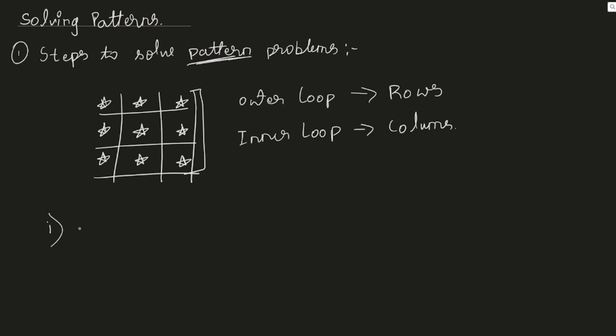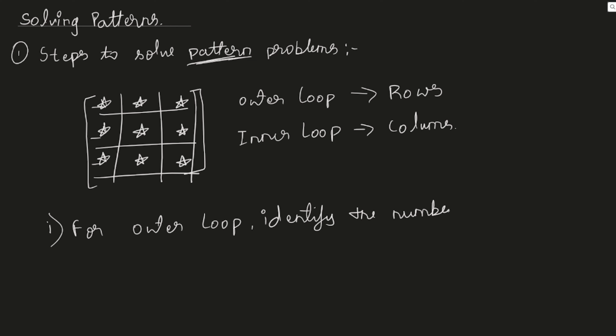The first step is we need to count the number of lines in a pattern so that we can first write the outer loop. So how many lines are there in this pattern? 1, 2, 3. So the first point, for the outer loop, is to identify the number of lines in the pattern.